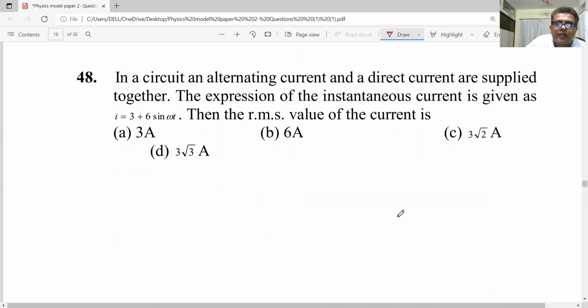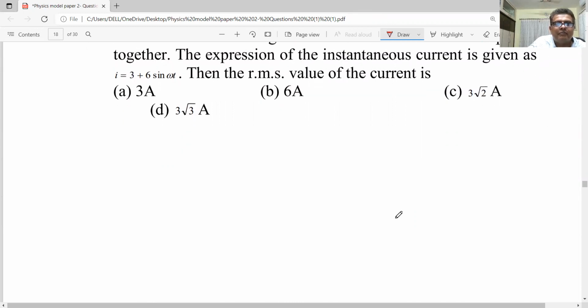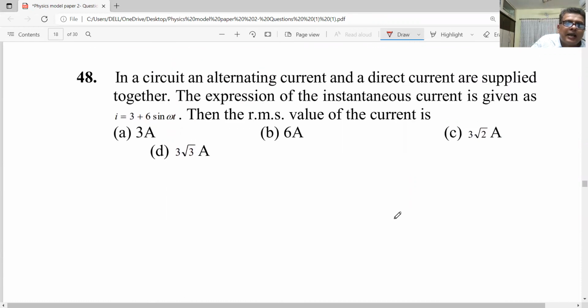In the circuit, an alternating current and a direct current are supplied together. They are superimposed. The expression for instantaneous current is given by I is equal to 3 plus 6 sine omega t. The RMS value of the current is... see, the instantaneous value is given. One part is DC. Why do I call it DC? Because its value does not change, right?